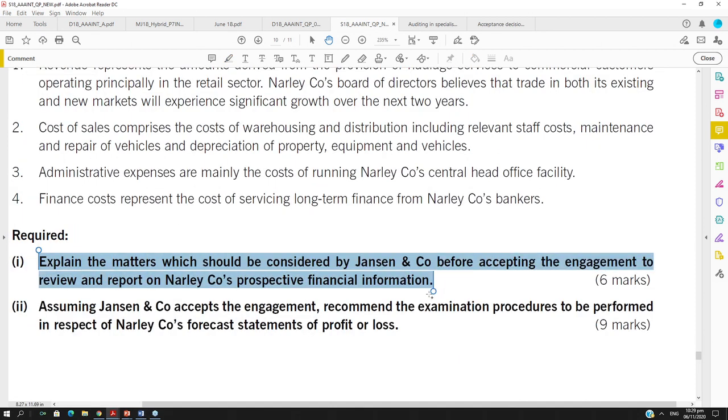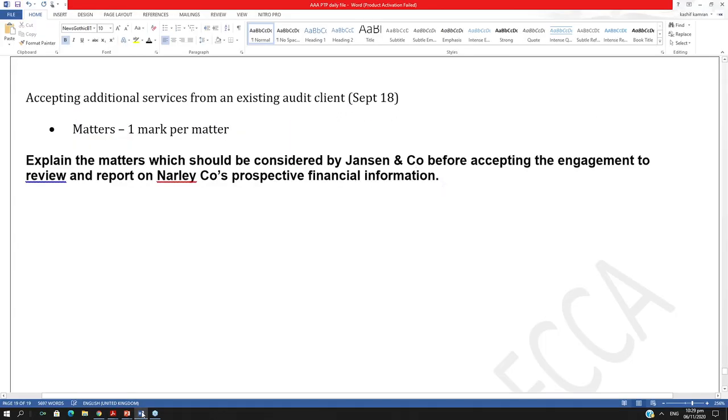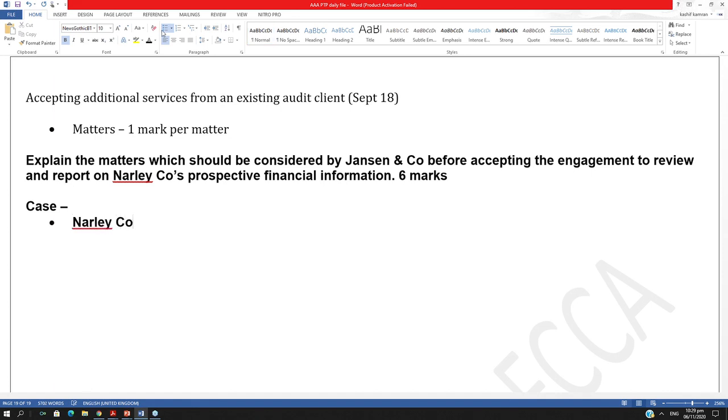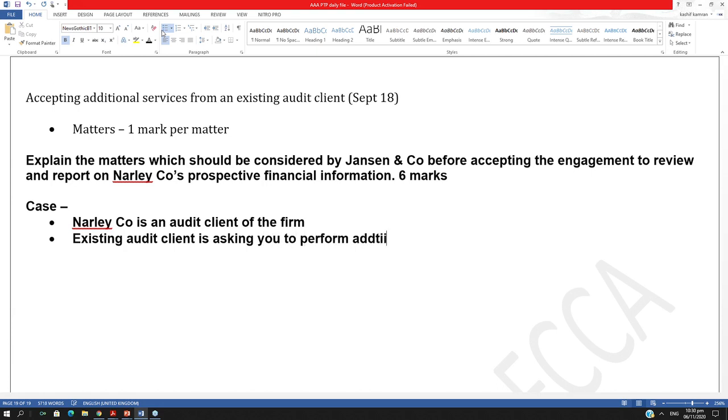The question was 6 marks. And when you look at this question for 6 marks, you will realize this is an existing client, right? The question tells you, when you read the case, that Narle company is an audit client of the firm. So the moment you read this, your existing audit client is asking you to perform an additional service. Which additional service? Prospective financial information.